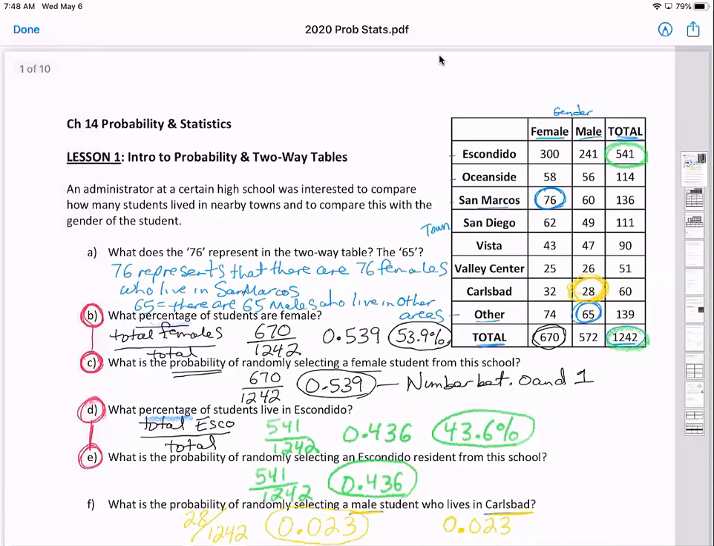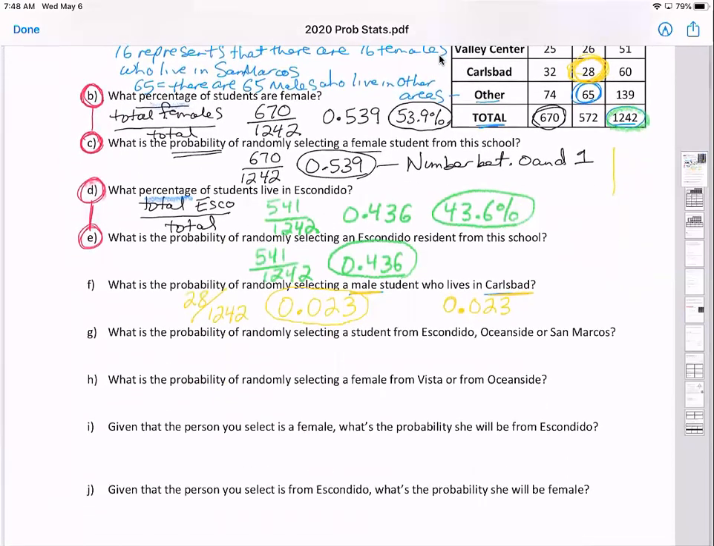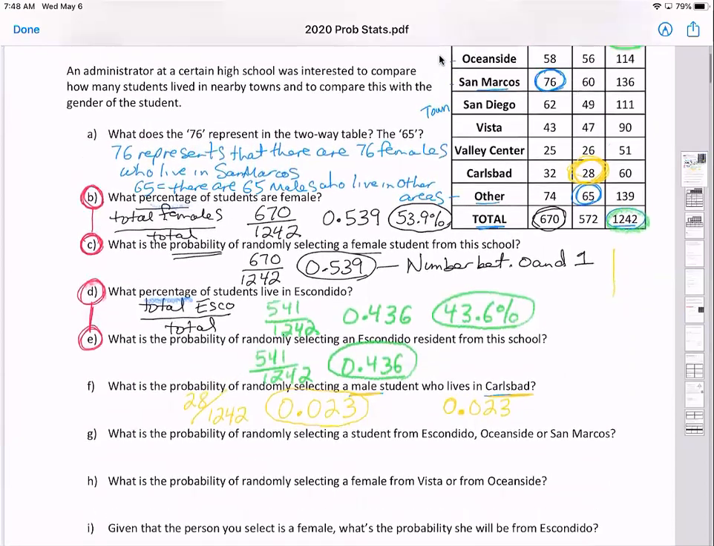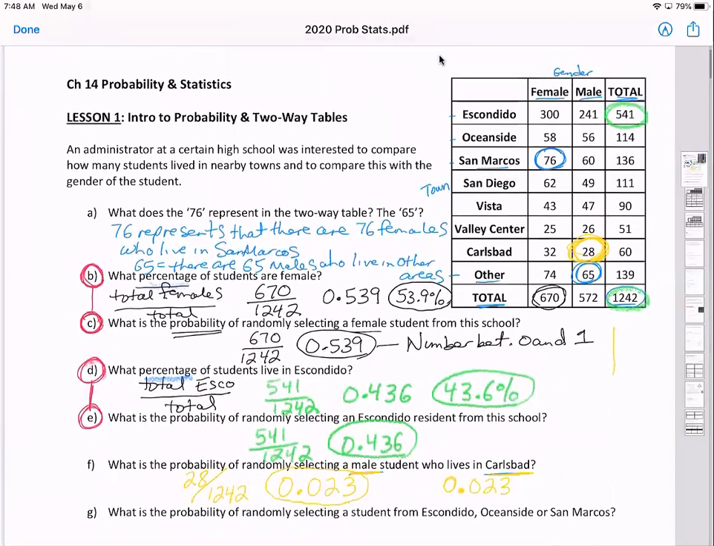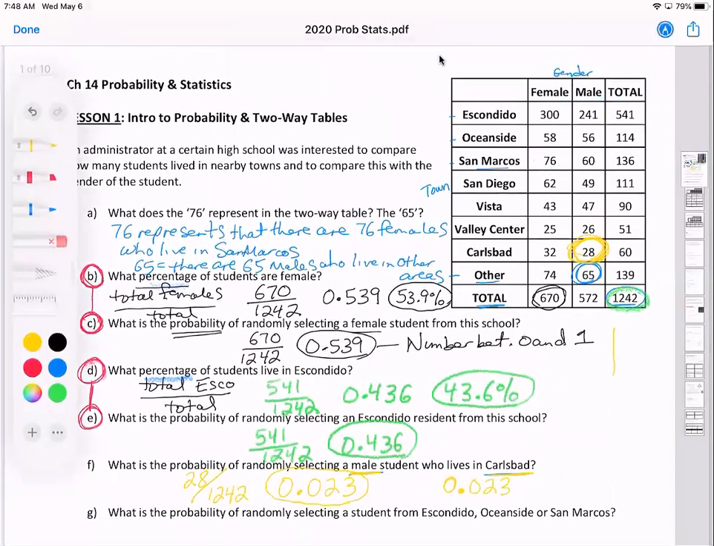All right, let's progress. Let's see, there we go. What's the probability of randomly selecting a student from Escondido, Oceanside, or San Marcos? Now, I think at this point I should probably erase some things from the table.